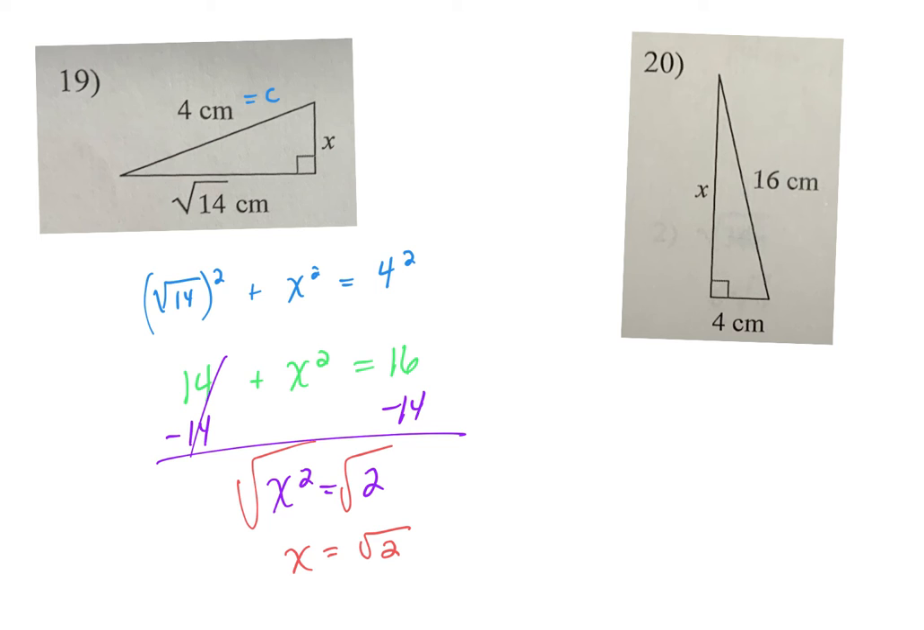Can I simplify the square root of 2? It's a prime number, right? I can't do anything with it. It does not have a perfect root. It's already prime. That is my answer. X equals the square root of 2 is my answer.